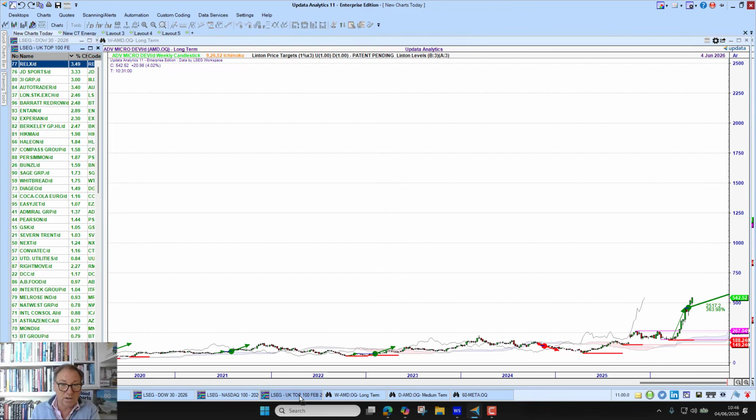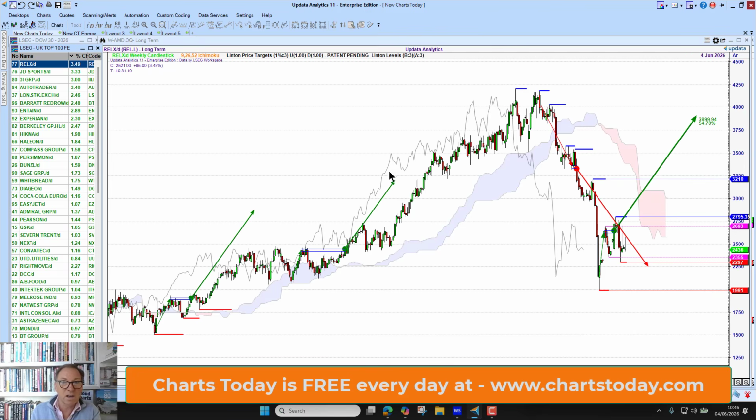Last of all, a quick look at the UK market. Relx, look at that upside target, broke the cloud. Downside target met very, very quickly. Got a new upside target, but we're not yet above the cloud.